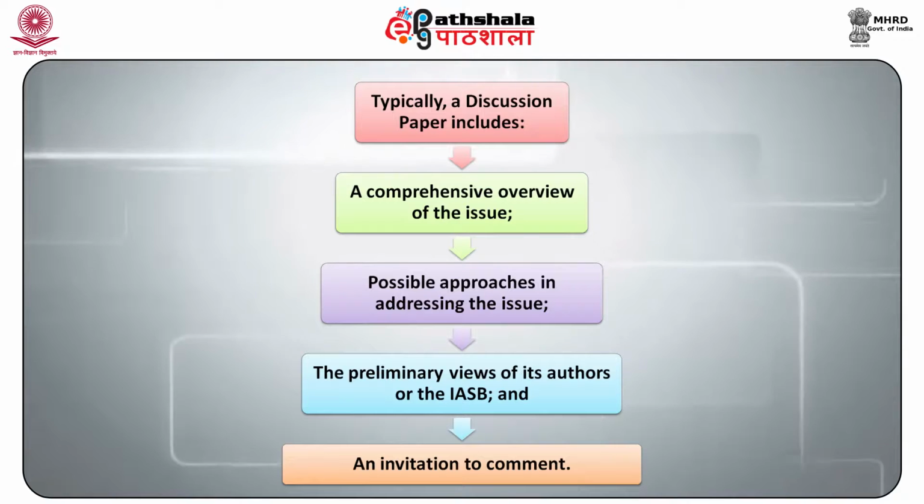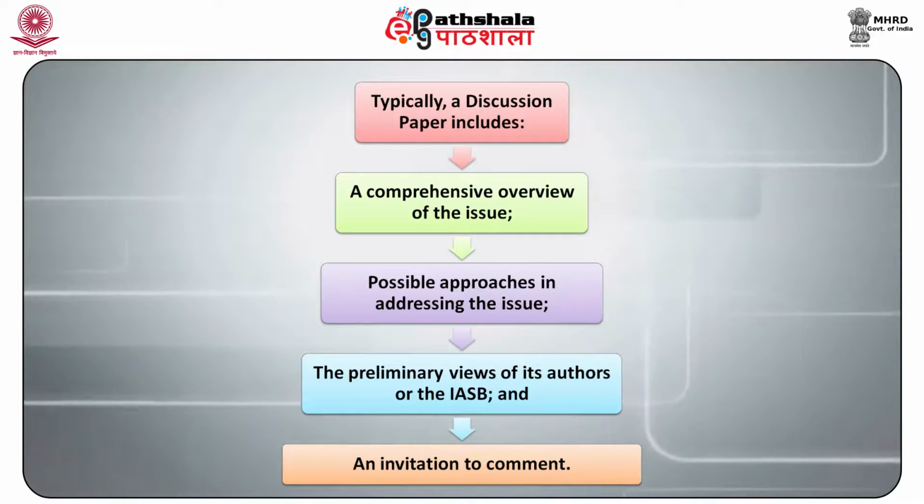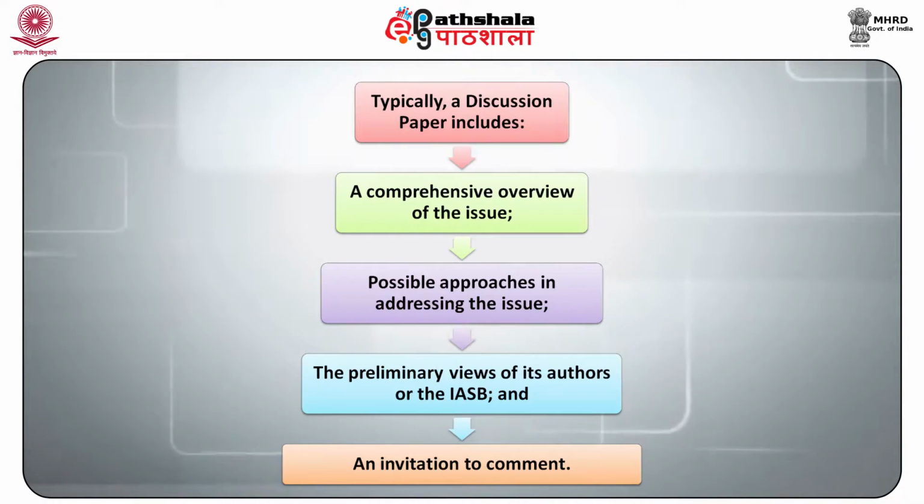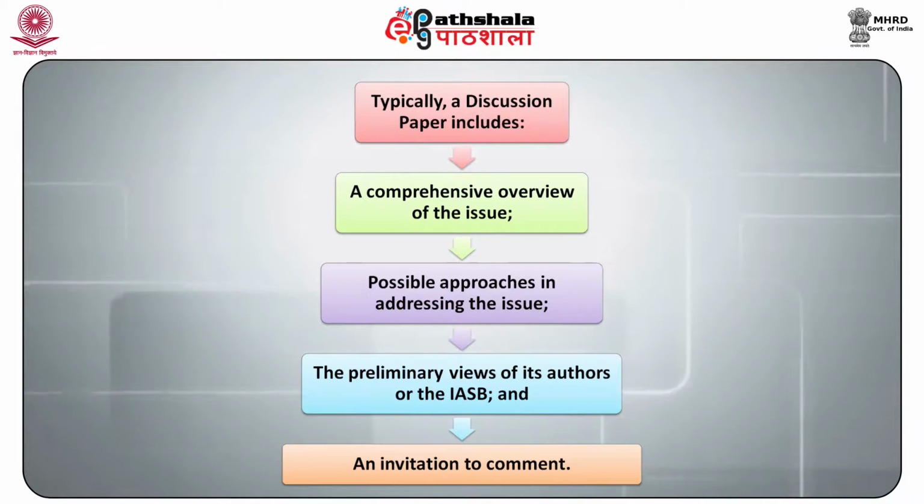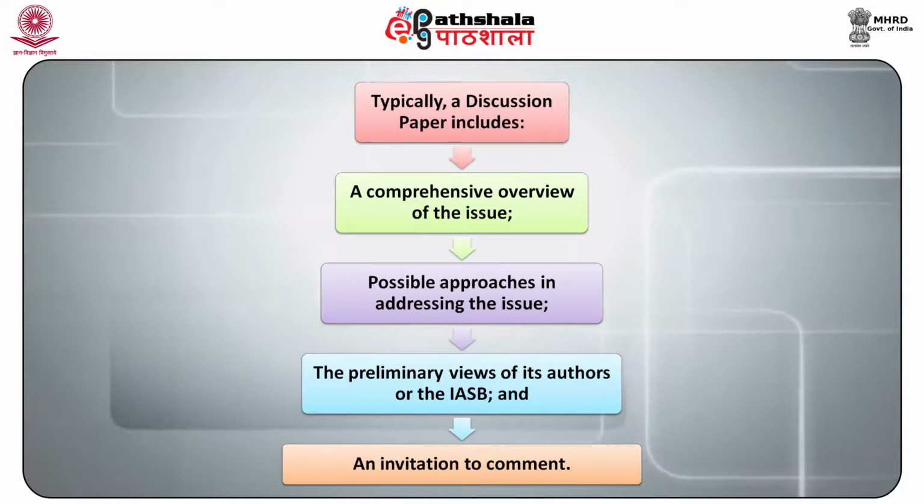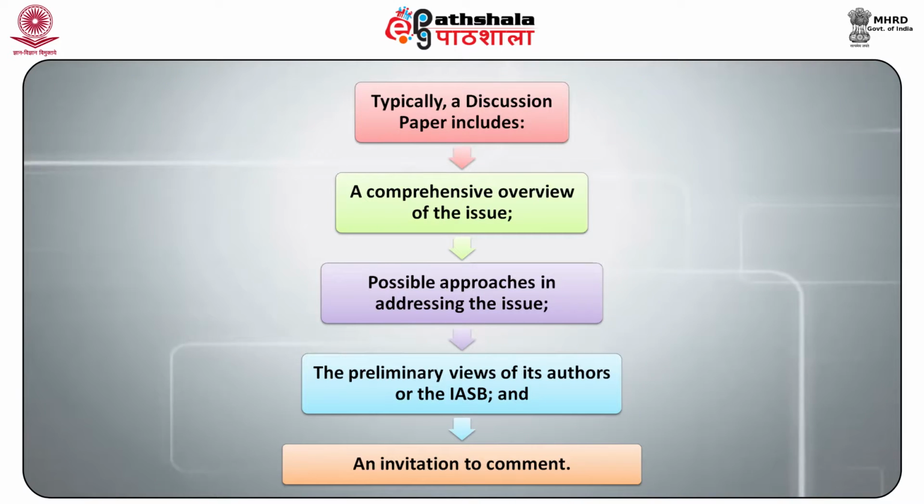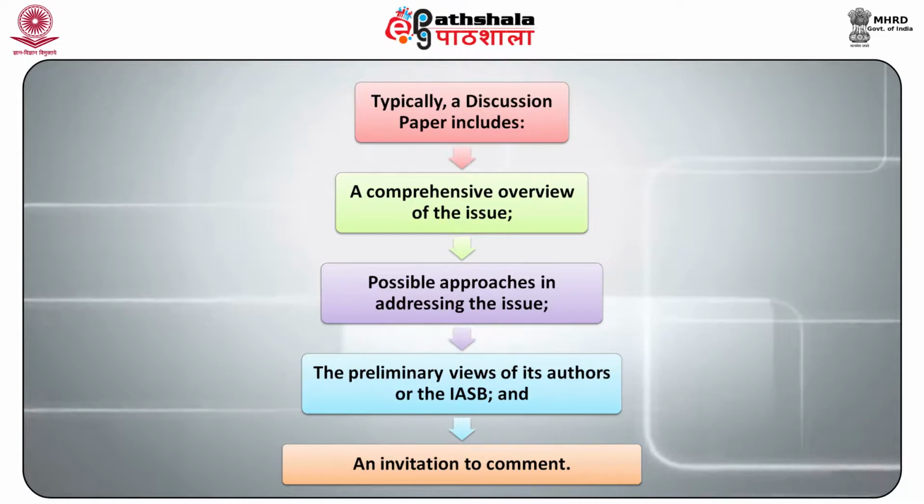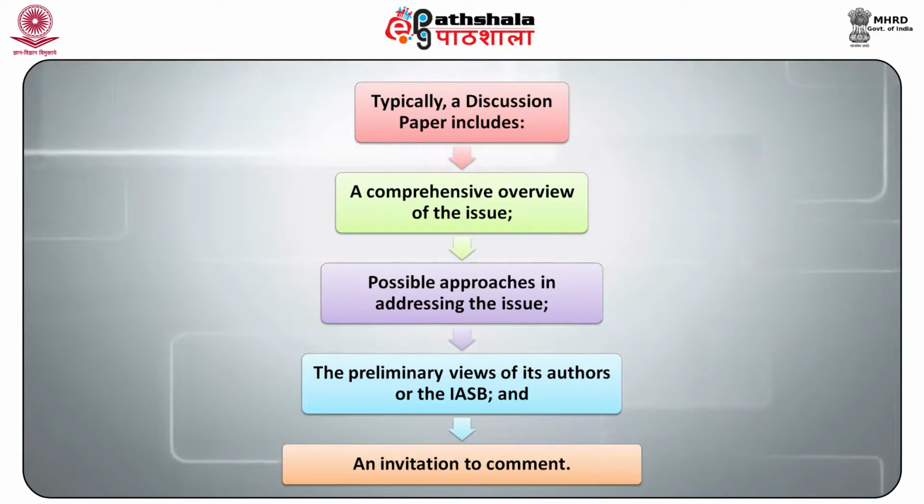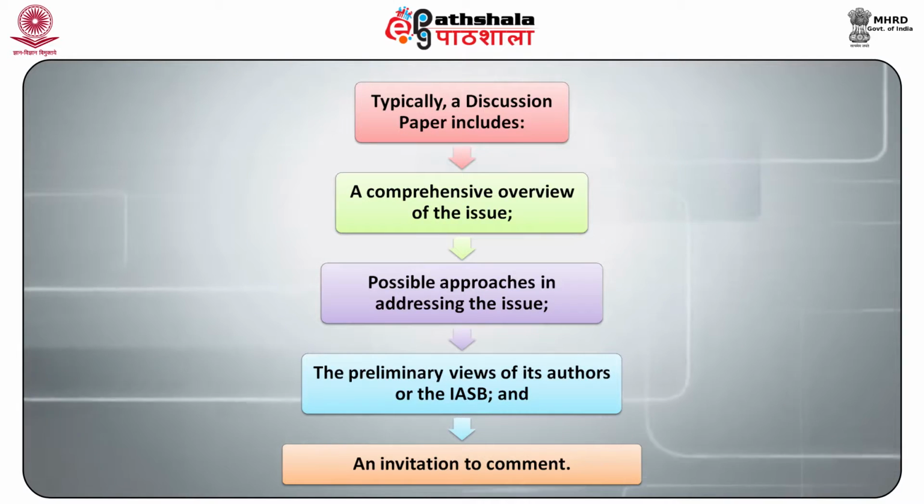Typically, a discussion paper includes: A. a comprehensive overview of the issue, B. possible approaches in addressing the issue, C. the preliminary views of its authors or the IASB, and an invitation to comment. Next, developing and publishing the exposure draft, including public consultation.